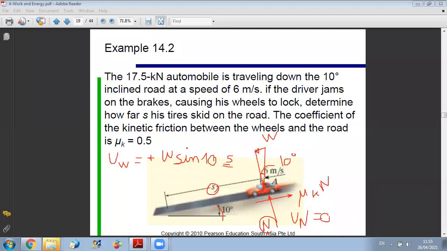Now we still have the work of the friction. The friction is opposing motion. So for the work of the friction, it's minus mu k n times S, because the angle is pi, and cosine theta is -1. So now, what do you expect? Who will be dominant, the work of the weight or the work of the friction? Which will be bigger in absolute value?